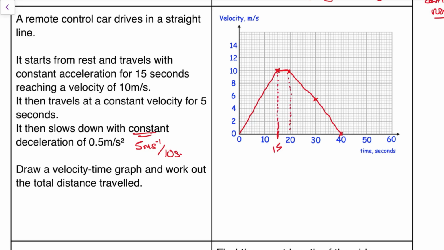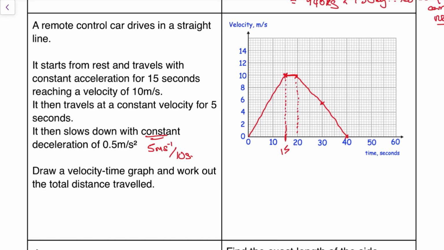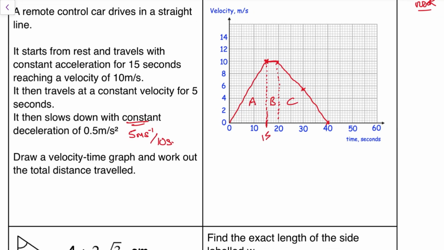What does it want? So draw the velocity time graph. Well, I've done that. And work out the total distance travelled. So in other words, I'm going to add A plus B plus C. So your question now is, what shapes are A, B and C?